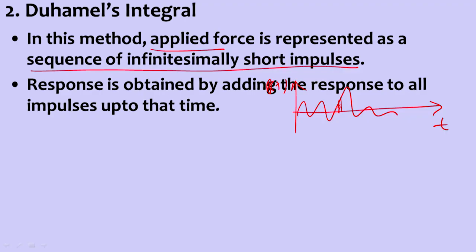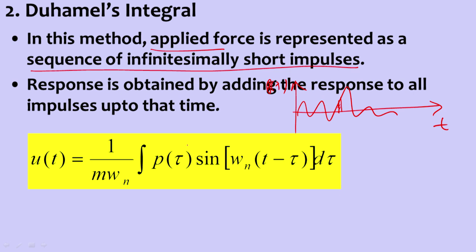So, the response is obtained by adding the response to all impulses up to that time. This is in the Duhamel's integral. A typical equation of Duhamel's integral is shown here. This is the solution of one impulse, and then we are integrating over many impulses. So, this is the total response. This is the response due to one impulse, and that is integrated over all the impulses up to that time. So, this is the second method of solving the dynamic equilibrium equation.